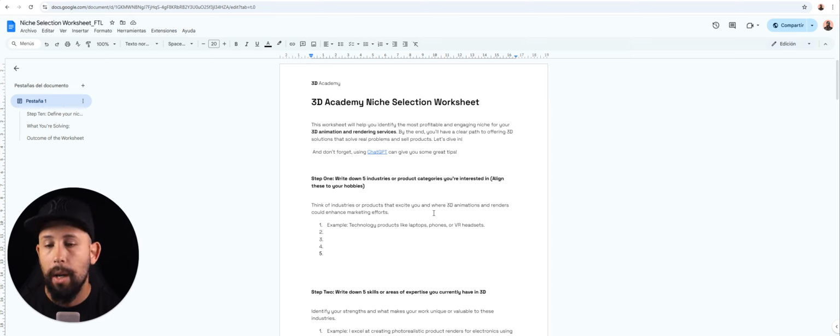So step 1, write down 5 industry or product categories you are interested in. Align these to your hobbies, as I mentioned before. So think of industries and products that excite you. If you're all in on fitness, for example, or you love cars, you probably need to write down those first, because you will be so joyful doing 3D animation and 3D car renderings and all that. It will be a blast. It will be a wonderful time.